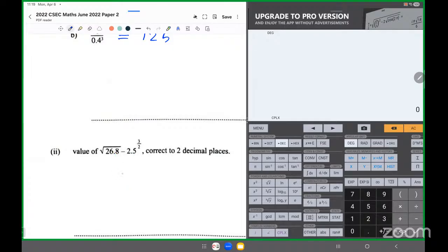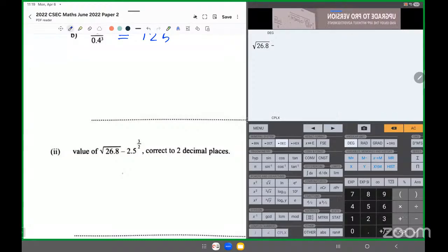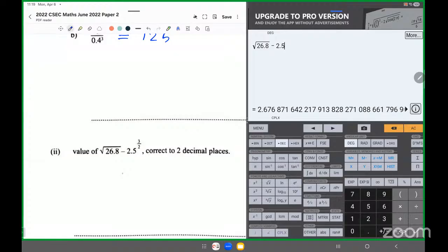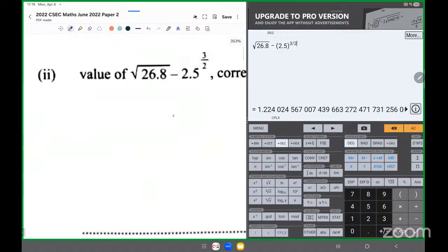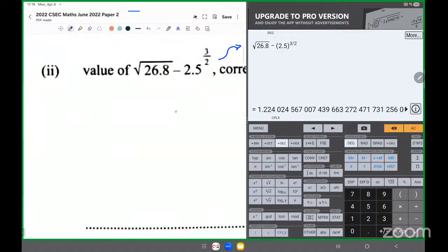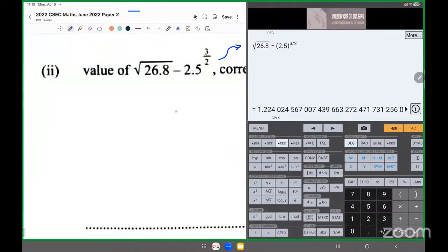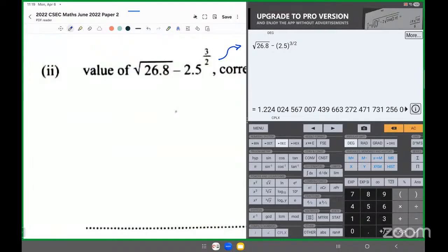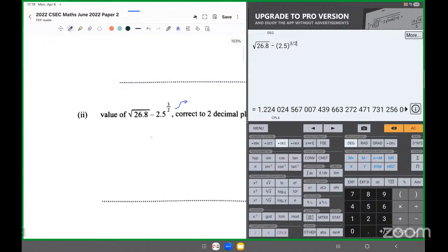So this is a square root. That is 26.8 coming from under the square root sign, and you subtract 2.5 raised to a power, and the power happens to be a fraction, 3 over 2. See there? That is it. Type it exactly as it appears there. Square root of 26.8 coming from under the square root sign, minus 2.5 raised to the power of 3 over 2. And the answer correct to 2 decimal places.